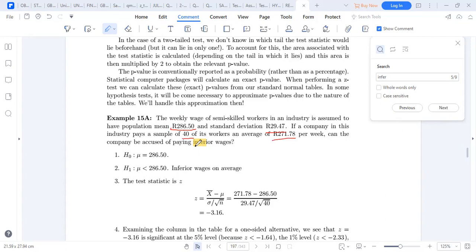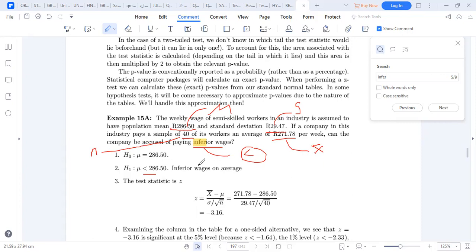Can they be accused of paying inferior wages? This word inferior is less than, so we know it's a single-tailed test. So in this alternative, we're going to put less than. But which one is our mu and our x bar? 286 is our mu, because there's no sample size. Our standard deviation is 29. But 40 is our n. So the average attached to the 40 is 271, so this is our x bar. Are we following?